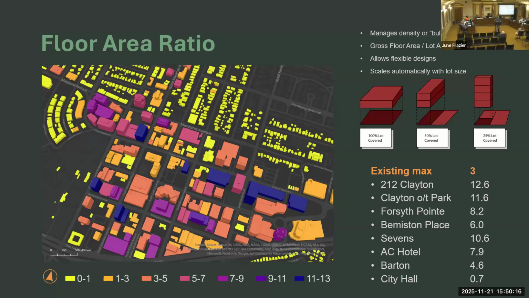We're talking about floor area in that third diagram, basically the floor of each story. So in theory, depending on the size of the lot, you could go up 20, 30 stories.